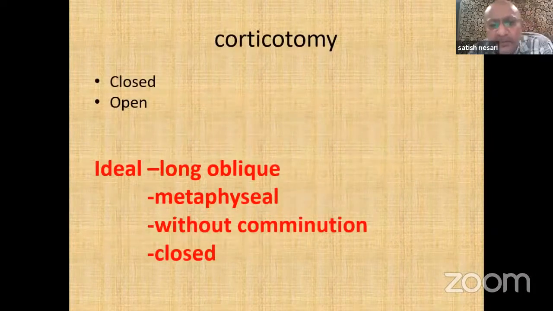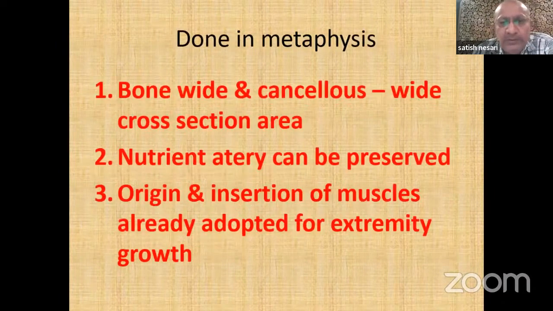So an ideal osteotomy is a long oblique osteotomy, should be in the metaphysis without comminution, and should be a closed osteotomy. Why is it done in the metaphysis? Because the bone is wide and cancellous, with a wide cross-sectional area, the nutrient artery can be preserved, and the origin and insertion of muscles have already been adapted for extremity growth.